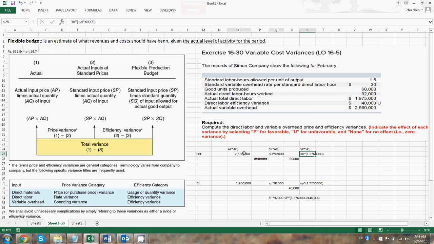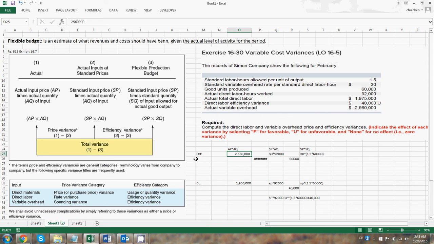First, we know the actual variable overhead is... and again, the reason why I start with the overhead and then direct labor is because overhead is easier to show you how to do, and for the direct labor, this question twists some information a little bit. You need to do one more step to figure out something.